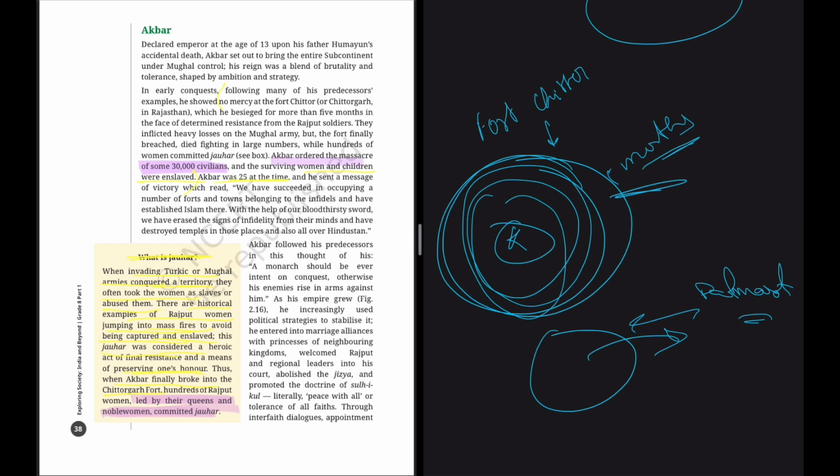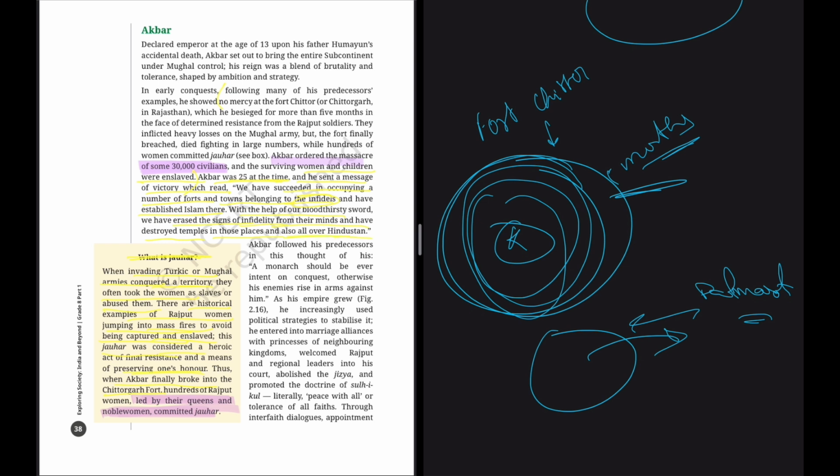And Akbar was 25 at that time, and he sent a message of victory which read, "We have succeeded in occupying a number of forts and towns belonging to the infidels, that is, the people who are not of their religion, and have established Islam there. With the help of our bloodthirsty sword, we have erased the signs of infidelity from their minds and have destroyed temples in those places and also all over Hindustan."